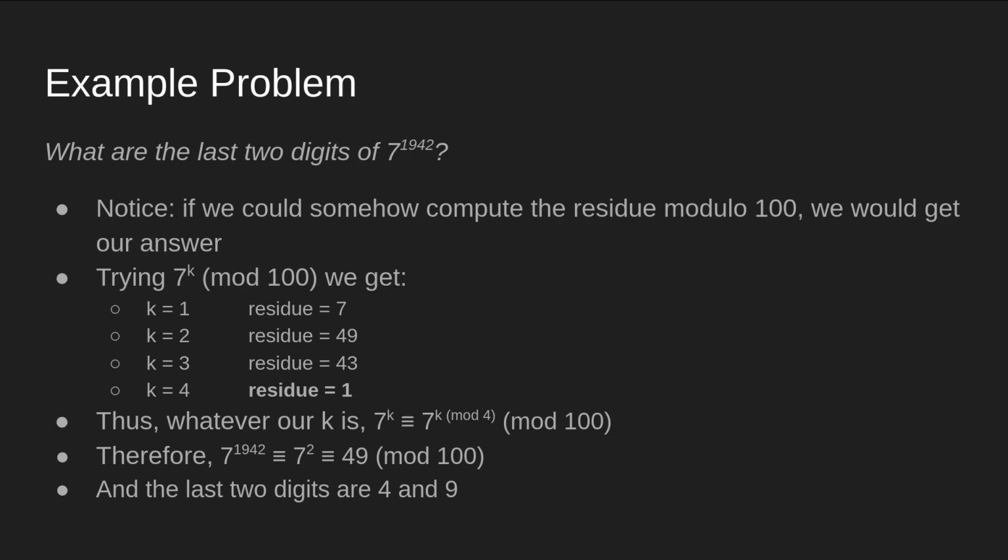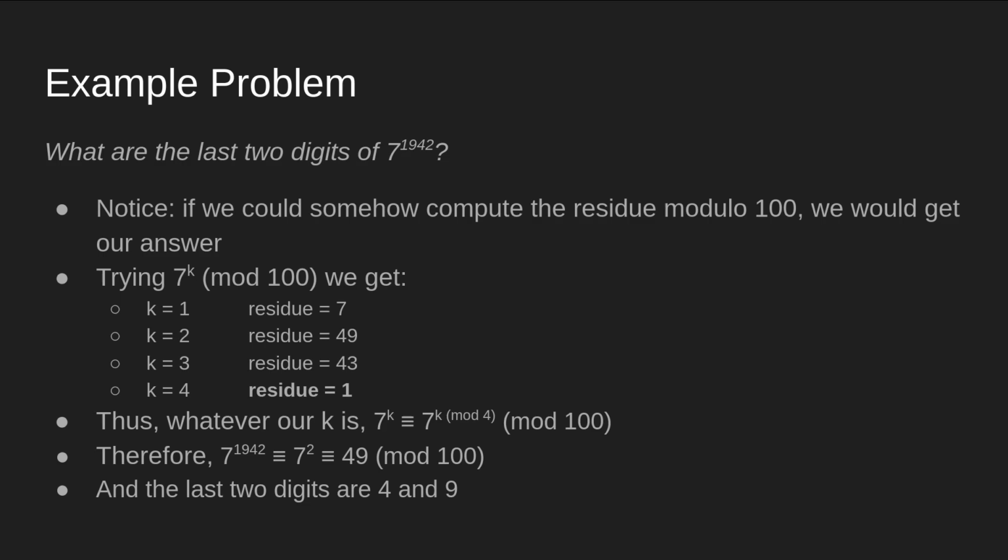So whatever k is, 7 to the k is congruent to 7 to the (k modulo 4), modulo 100. That makes the computation really easy. We just find what 1942 is modulo 4, plug that into k, and get our answer. So 7 to the 1942 is congruent to 7 squared, which is congruent to 49 modulo 100. And therefore the last 2 digits are 4 and 9.